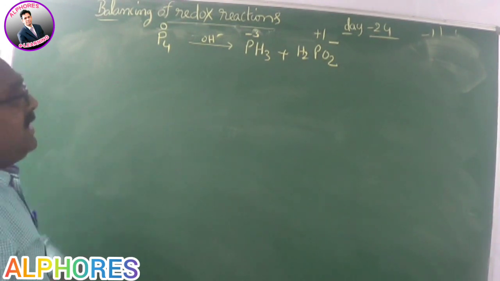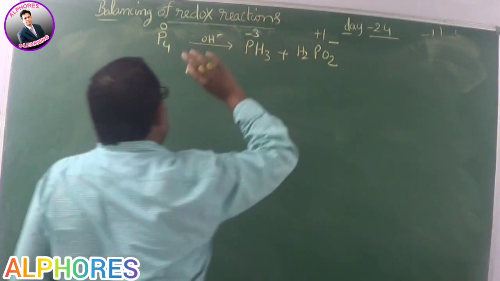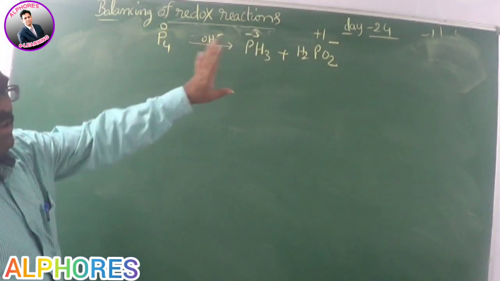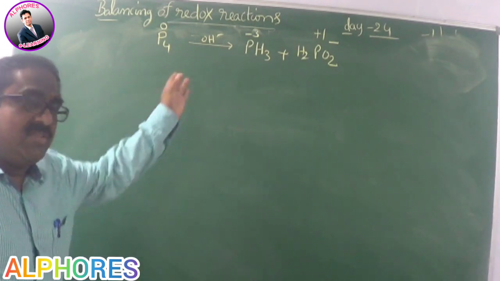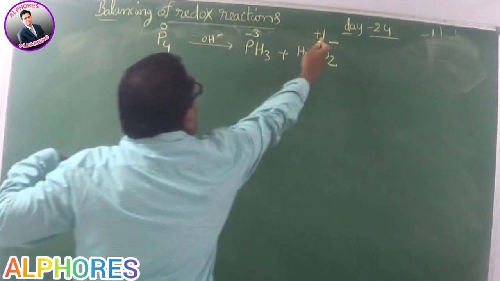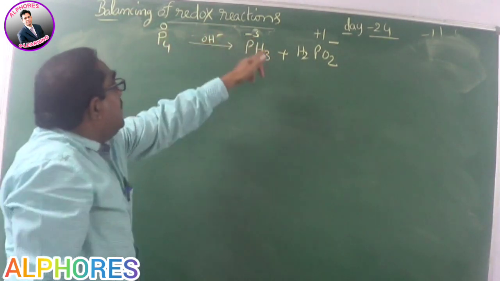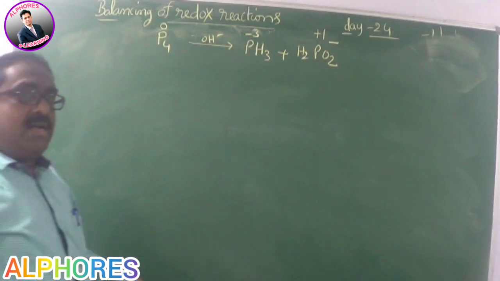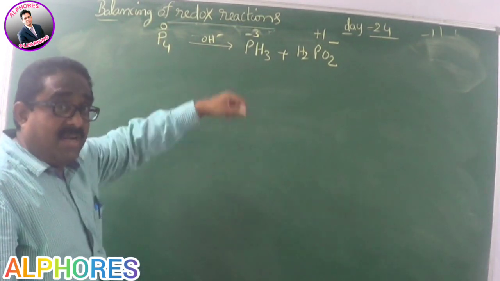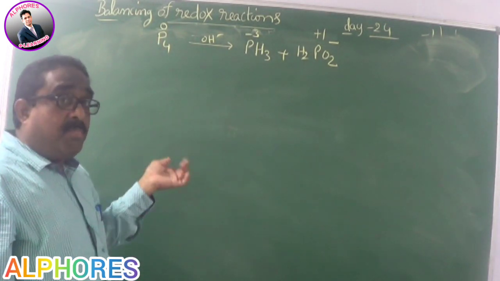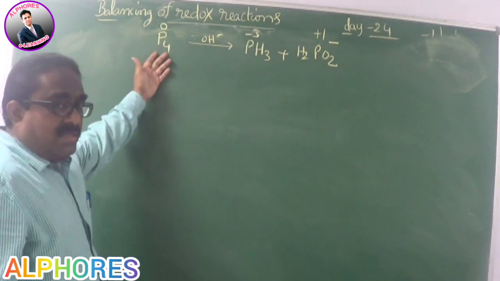Let me check whether this is correct or not. +2, -4, -2, yes, +1, no doubt. -3, +1. Here there is a specialty for this equation. The same phosphorus is undergoing oxidation, an increase in oxidation number, and undergoing reduction, a decrease in oxidation number. Both oxidation and reduction take place on the same element. That's why you can call this equation a disproportionation redox reaction. Okay, already we have discussed that.